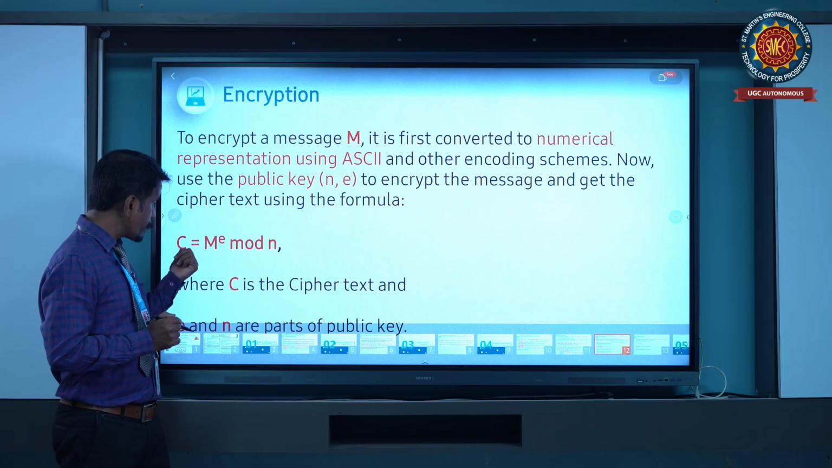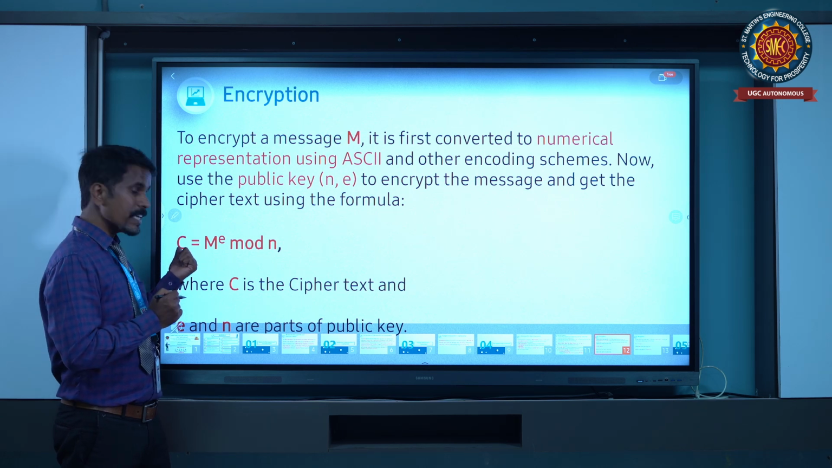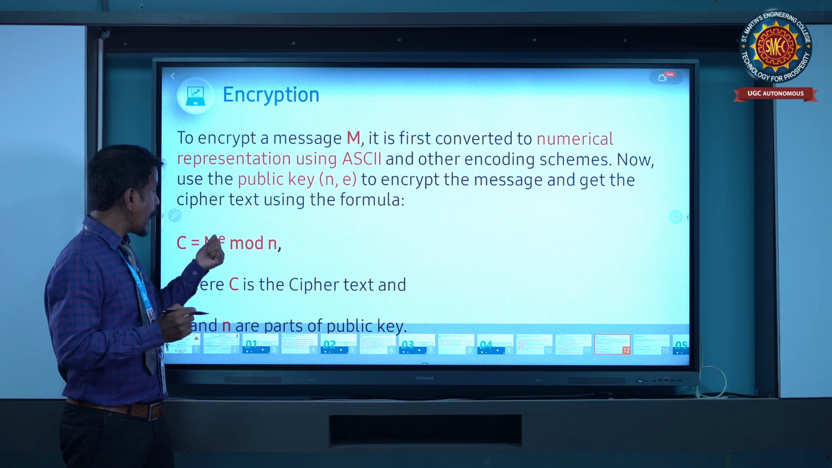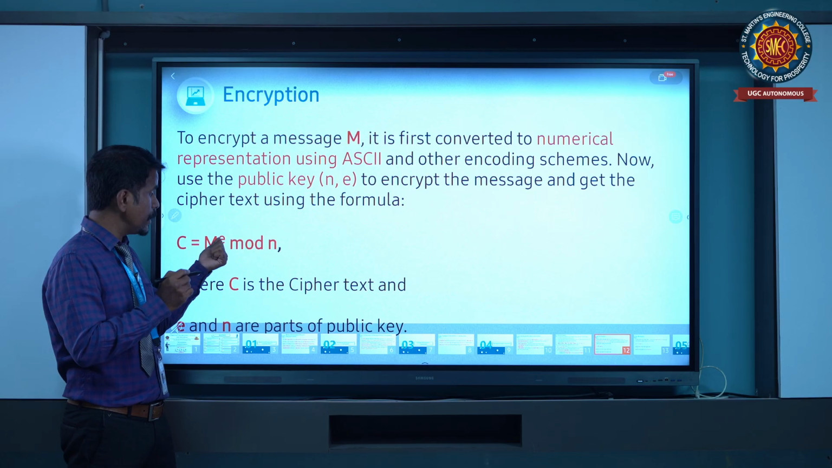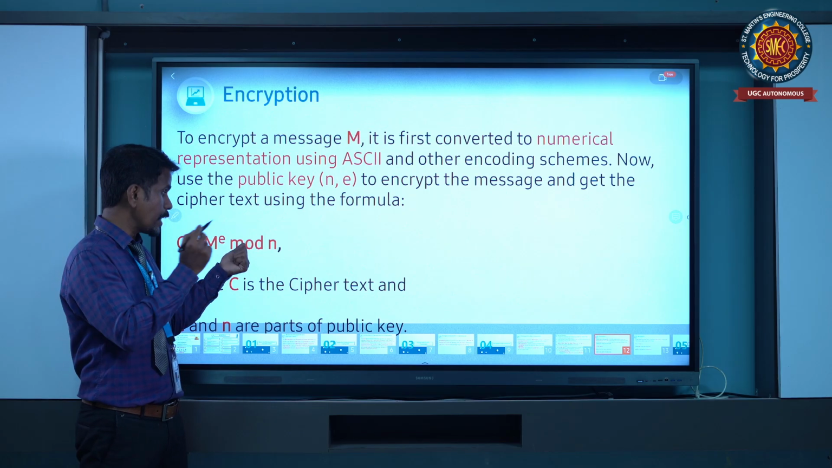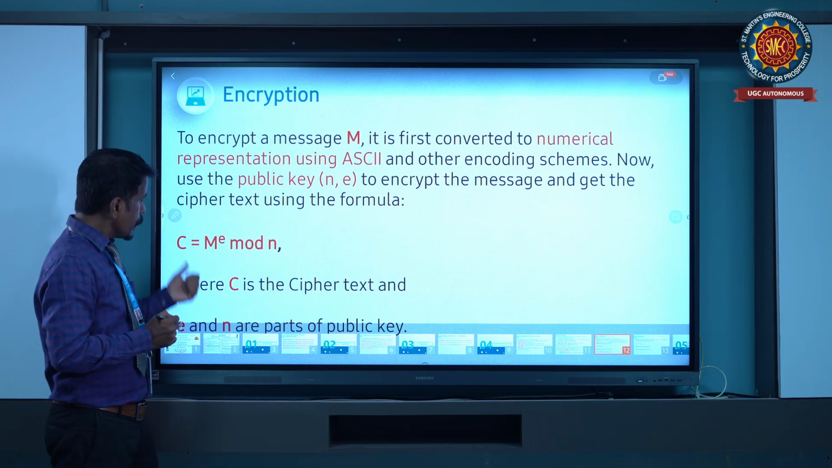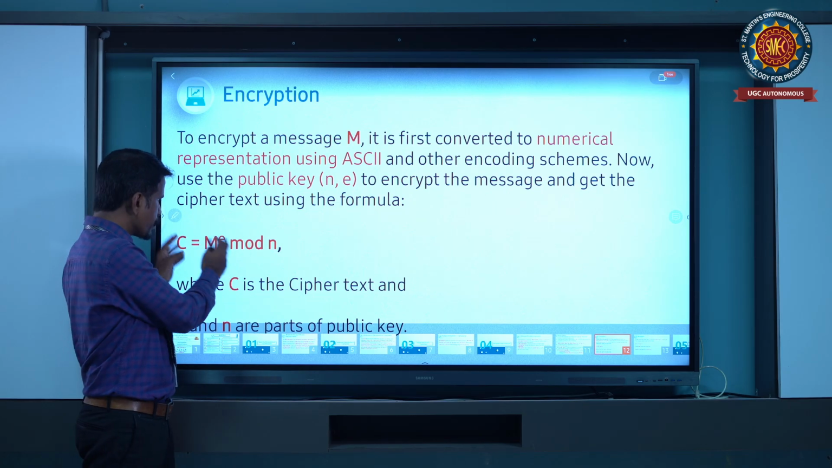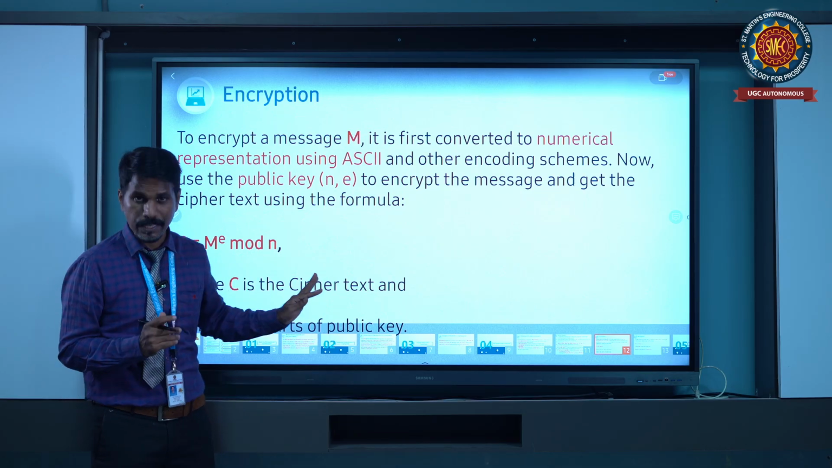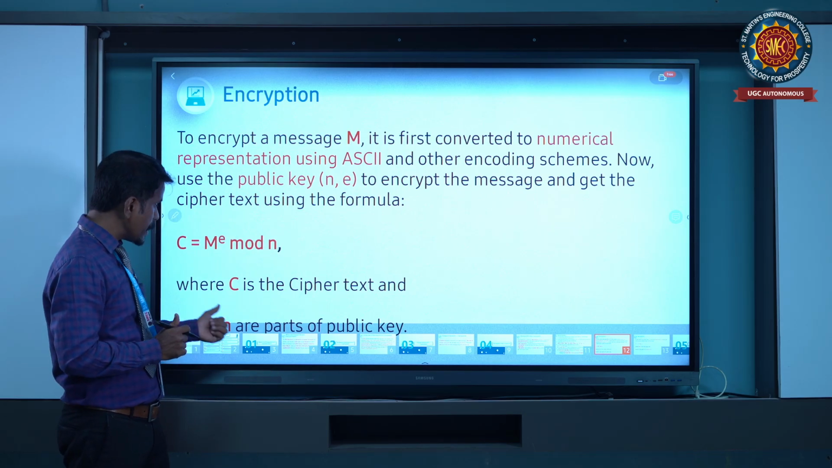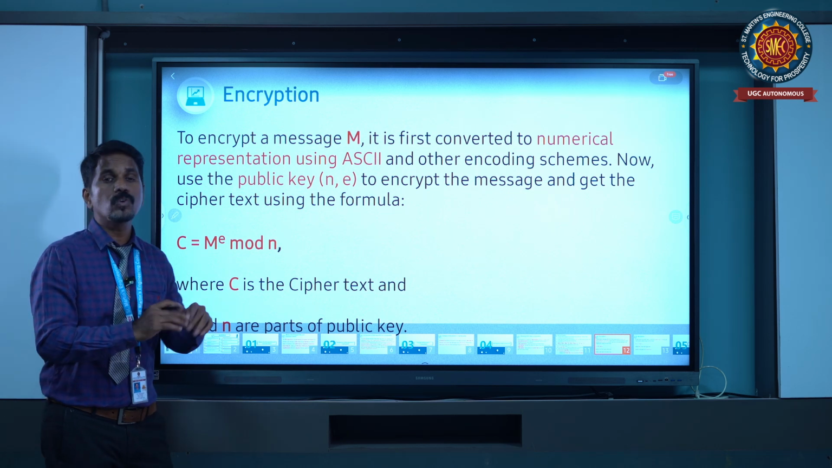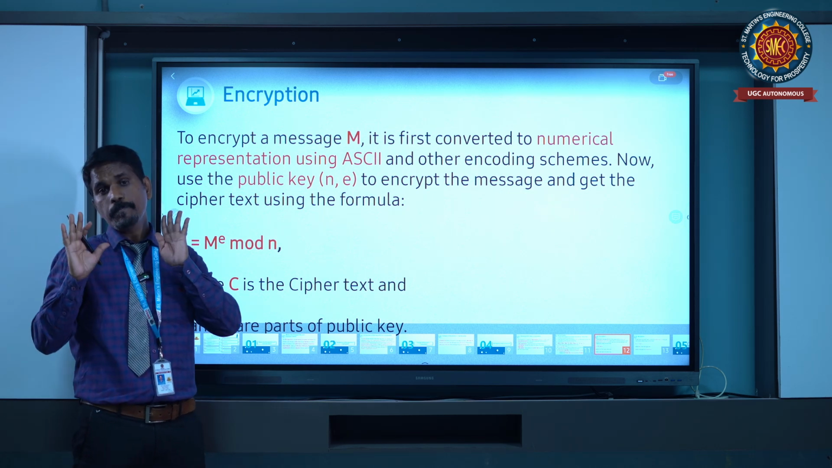I will explain that formula. C stands for ciphertext, M stands for plain text, that is the original message, and the exponent value E. The E stands for encryption. Next is the modulus, called modulus N. Here C denotes the ciphertext, and E and N are part of the public key. Without these two elements we could not generate the public key, so it's a very important one.